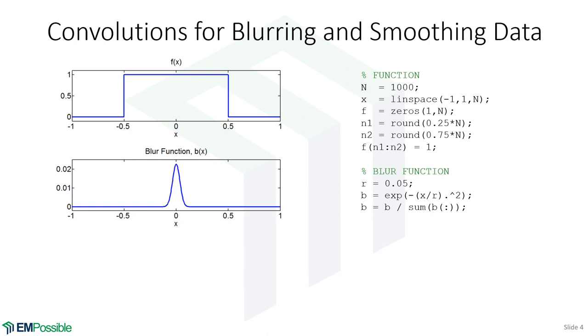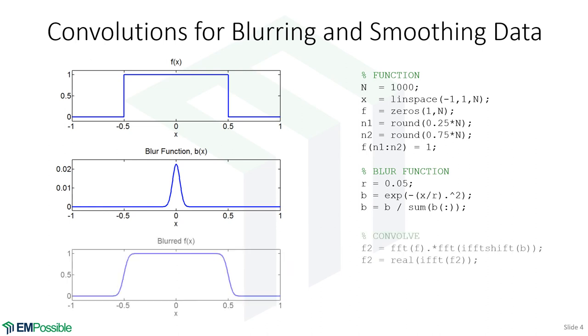And so how do I do that? I do that with an FFT. And the result is something like this, where I've blurred my square edges. And it's just two lines of code again. I am doing an FFT of my original function. I'm doing an FFT of the blur function. And of course, an inverse FFT shift on it because it's starting off symmetric. And so I need to do the inverse FFT on it.